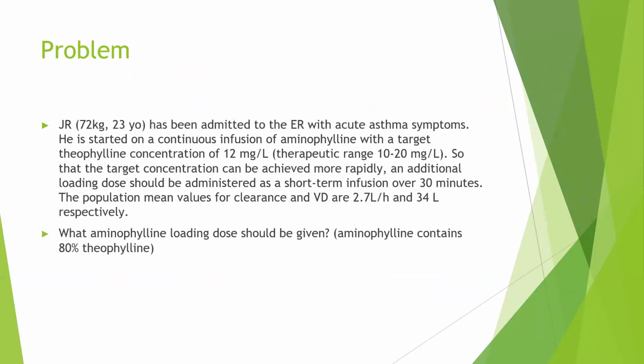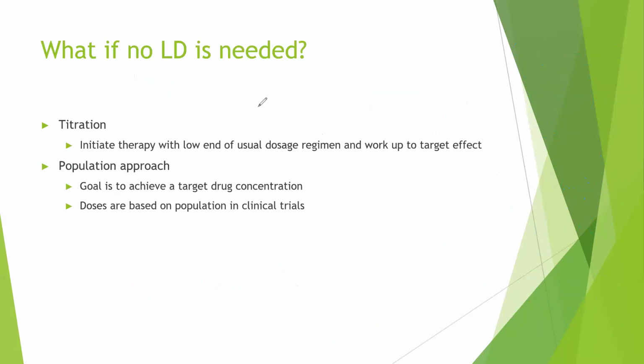All right, what if no loading dose is needed? So we don't have urgency. There are several different things you can do. You can start at the low end of a usual dosing range and work up to target the effect, or you can use some kind of population approach where you look at what has happened in the past and try to guess the best dosing regimen for your patient. When we say something like 5 milligrams per kilogram, that's based on population averages. So does your patient match that? Maybe, maybe not. So you're basically using what we've already learned to get as close as you possibly can and then make adjustments.